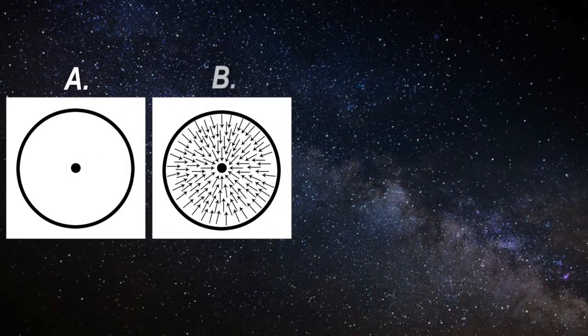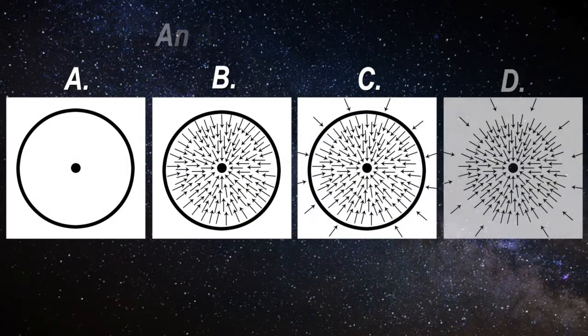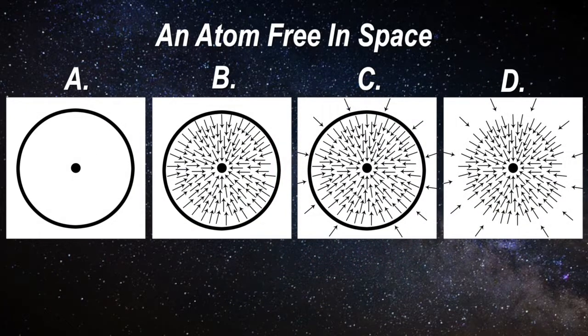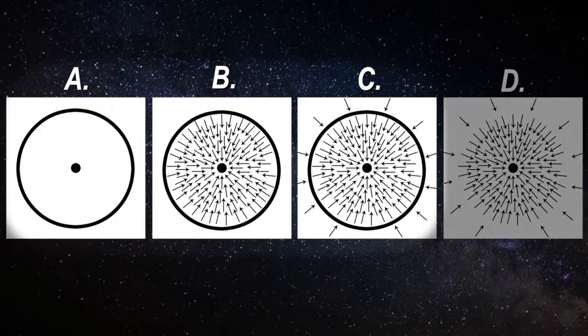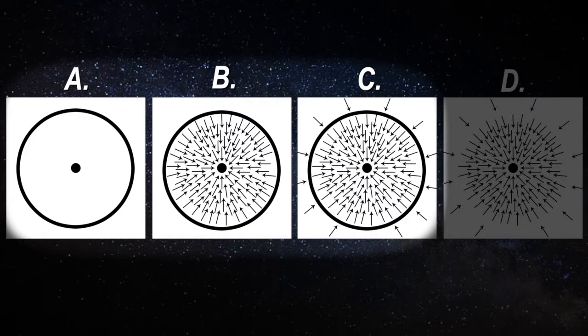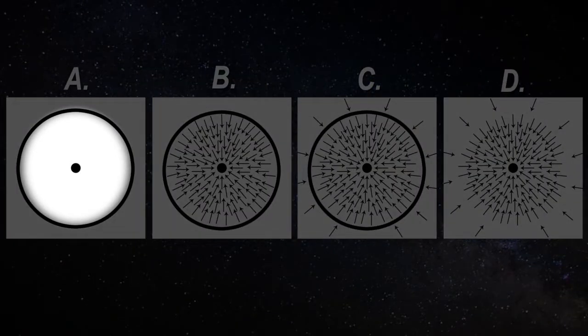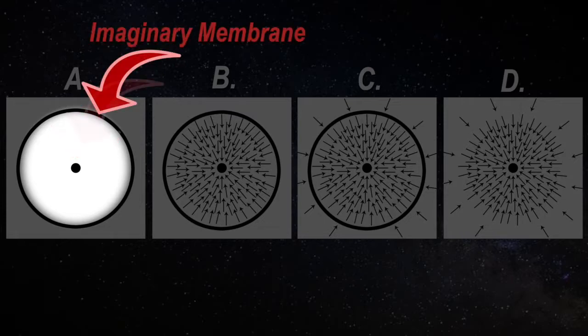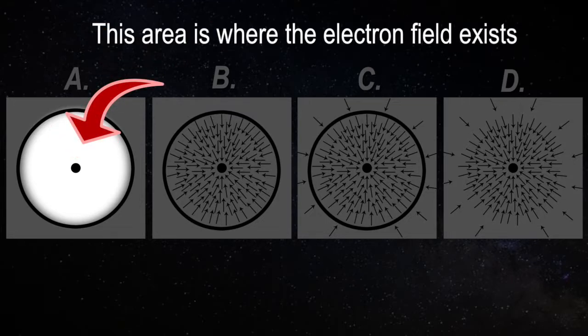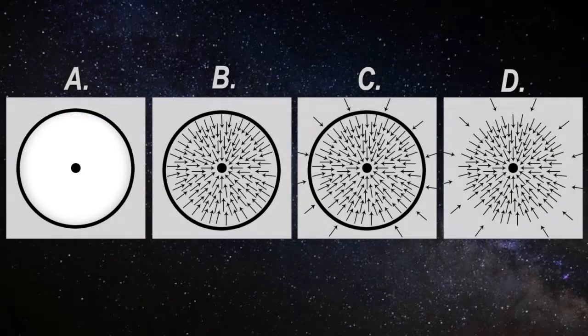Starting at the smallest scale with these depictions, A through D, they represent an atom free in space. Shown A, B, and C with a membrane surrounding them to give you an idea of the area. If you look at depiction A, there's an empty space between the dot, which represents the nucleus, and the imaginary membrane. This area is where the electron field exists.